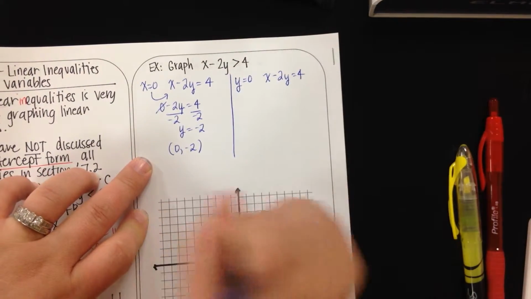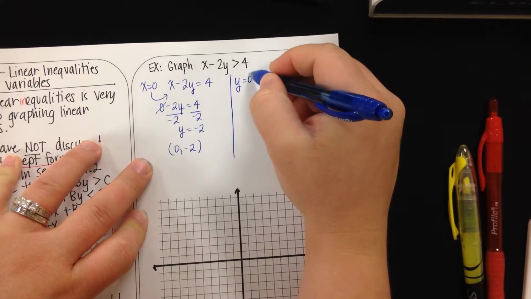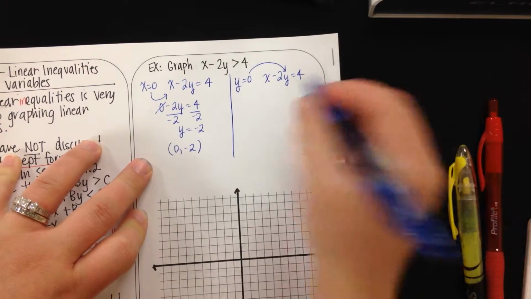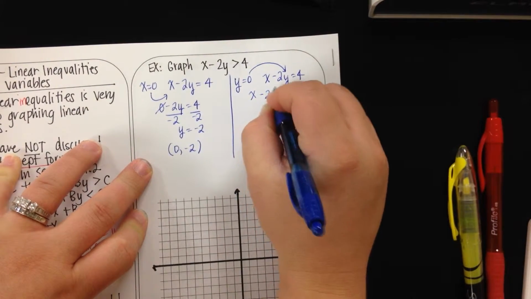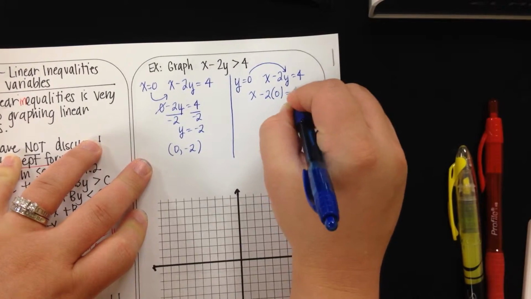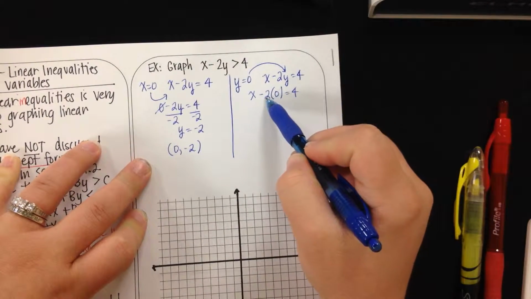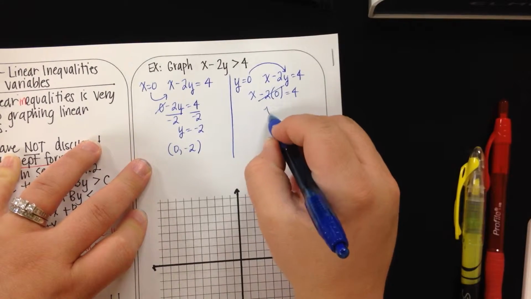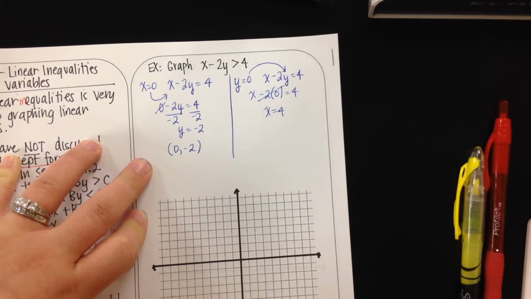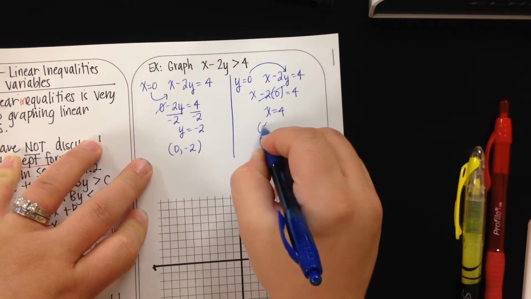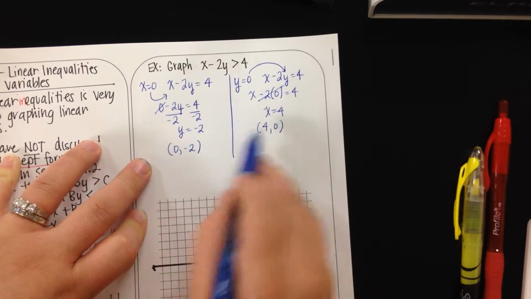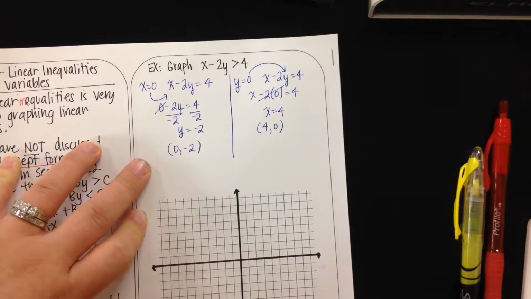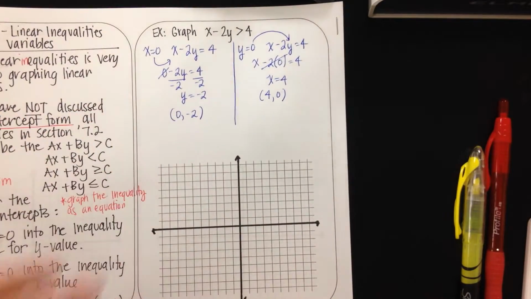Let's do the same thing. Get our x-intercept by plugging in 0 for y. We get x minus 2 times 0 equals 4. The cool thing about this is it cancels that negative 2 and 0 out, and I'm left with x equals 4. Okay, so I create an ordered pair, 4, 0. Now I've got 2 points that I can go to my graph and plot.